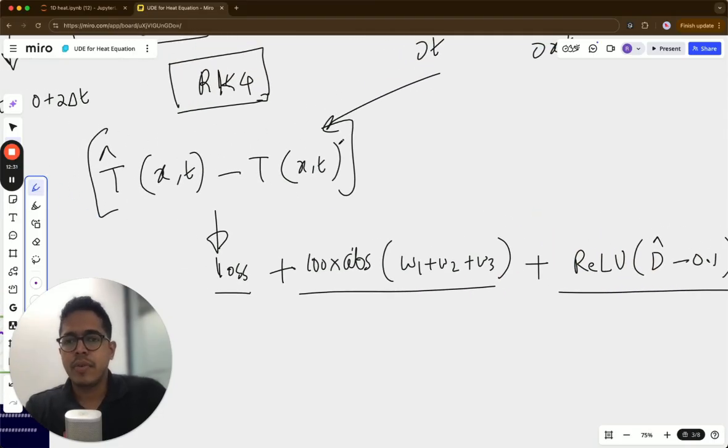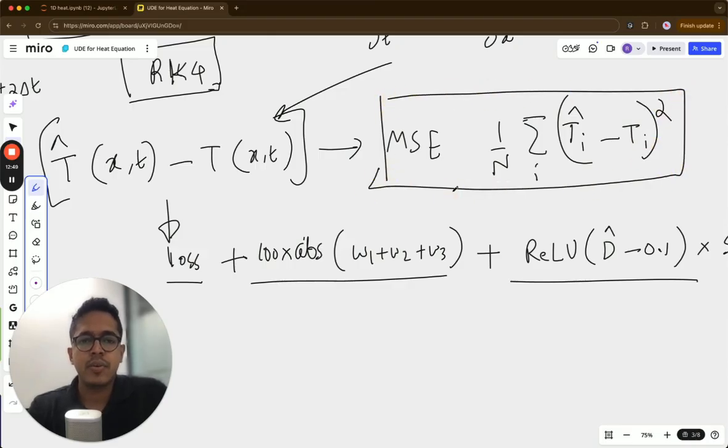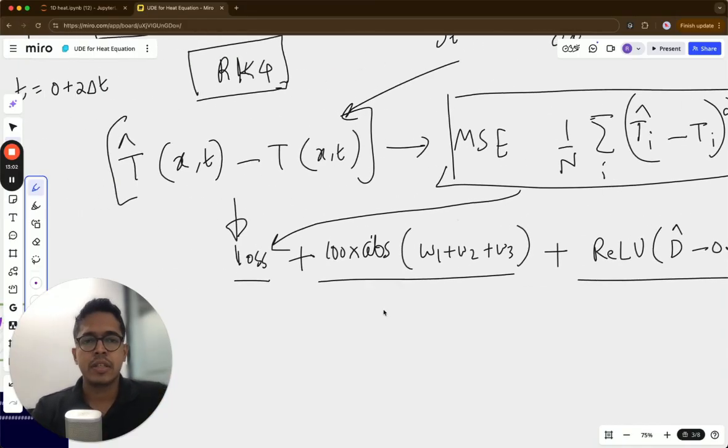So what would the format of this loss be? Will it be just this minus this? No, it will be the mean squared error. So you will be doing sigma, 1 by n, sigma i, predicted value of T minus actual value of T, the whole square. You can use something like this mean squared error. This can be used as the nominal loss, plus the loss due to weights not being 0, and the loss due to the learned diffusion parameter being much greater than 0.1. So these are the three loss terms which I'm using.